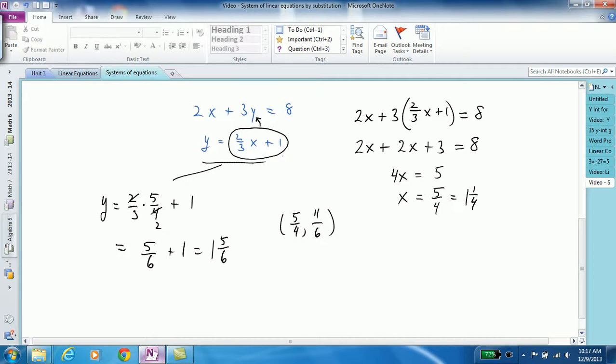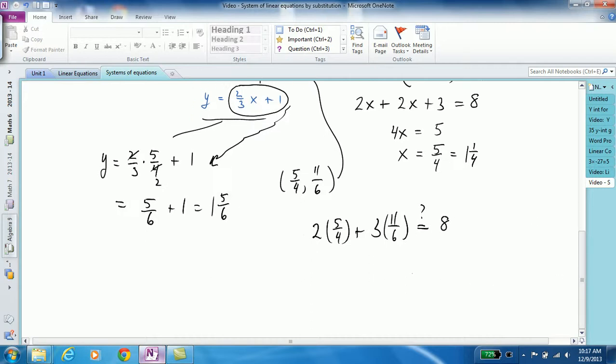We used the second equation again in order to find y, so the best check is to check it in the top equation. Is 2 times 5/4 plus 3 times 11/6, is that equal to 8? Now that's interesting because we have a complicated mess with fractions, and will it come out to equal 8? Let's see, 2 goes into 4 twice, so that's 5/2, plus 3 goes into 6 twice, 11/2, equals 16/2, which is equal to 8, and that's what we were hoping it would equal. So that point is the point of intersection for the two lines.